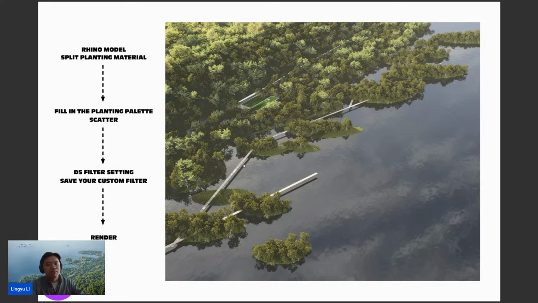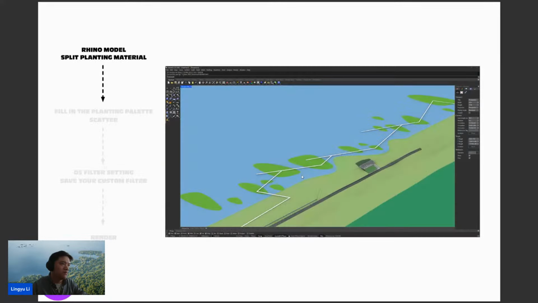And I think during the concept or the schematic design, the area view is always important. It will pop up on the first page of your PDF presentation. So I think that's kind of important. And the workflow is kind of the same. You do your model preparation, fill in the planting palette, scatter, D5 filter setting, save your custom filter if you want, and finally render.